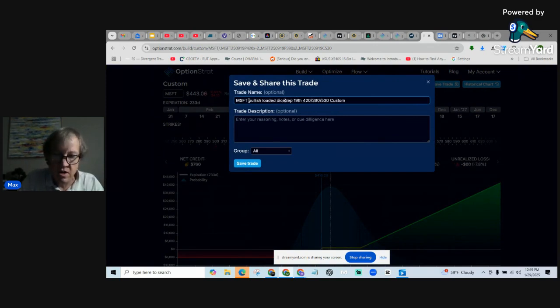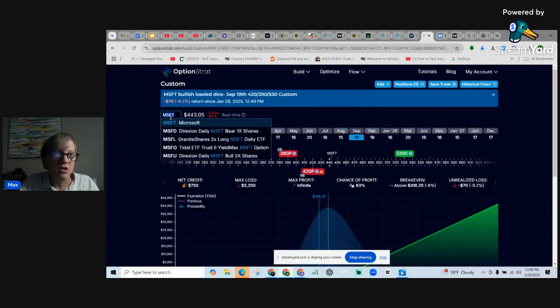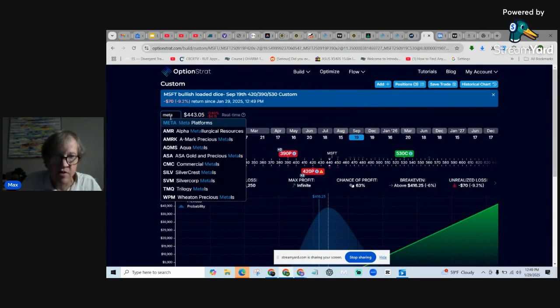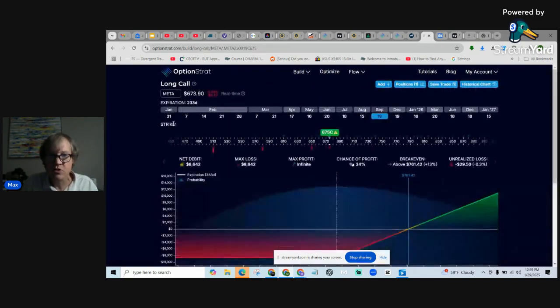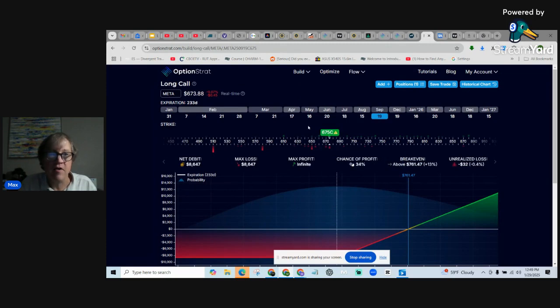Okay, now let's go do the same thing to Facebook, and I won't have to explain it now that you guys know how to do it. It's easy to do, right? Doesn't work on some stocks. The stock has to have a real narrow bid-ask spread, and it has to have lots of option volume to work.